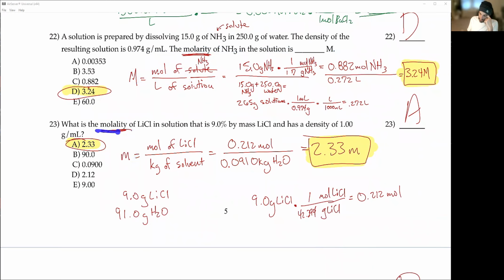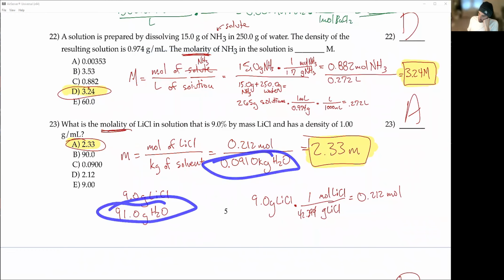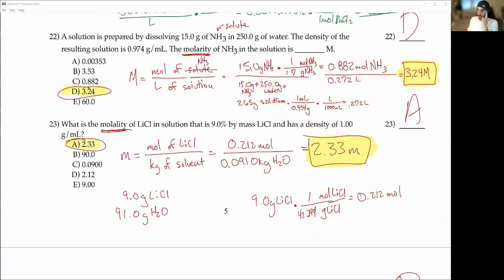I'm always going to write down what I'm looking for. I'm looking for the molality. Molality is going to be moles over kilograms of solvent. So moles of lithium chloride, I calculate that out based on mass. I know I have 9 grams of lithium chloride if I have a 100-gram solution, right? So if I have 9 grams of lithium chloride, I have 91 grams of water. So 9 grams of lithium chloride at 42.394 grams per mole gives me 0.212 moles. And then I know I have 91 grams of water, which is 0.091 kilograms, giving me a 2.33 molal solution. The answer is A.